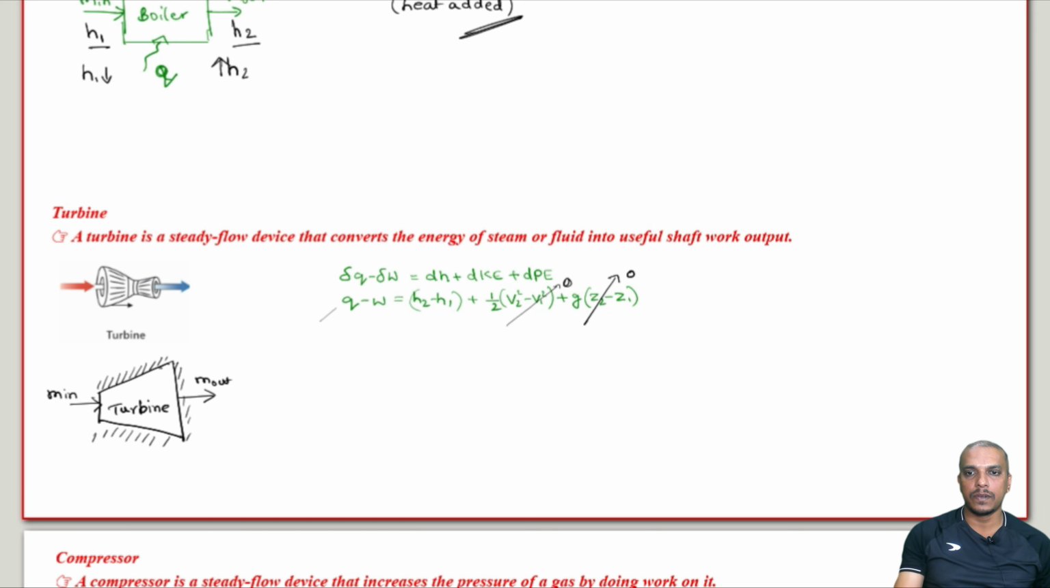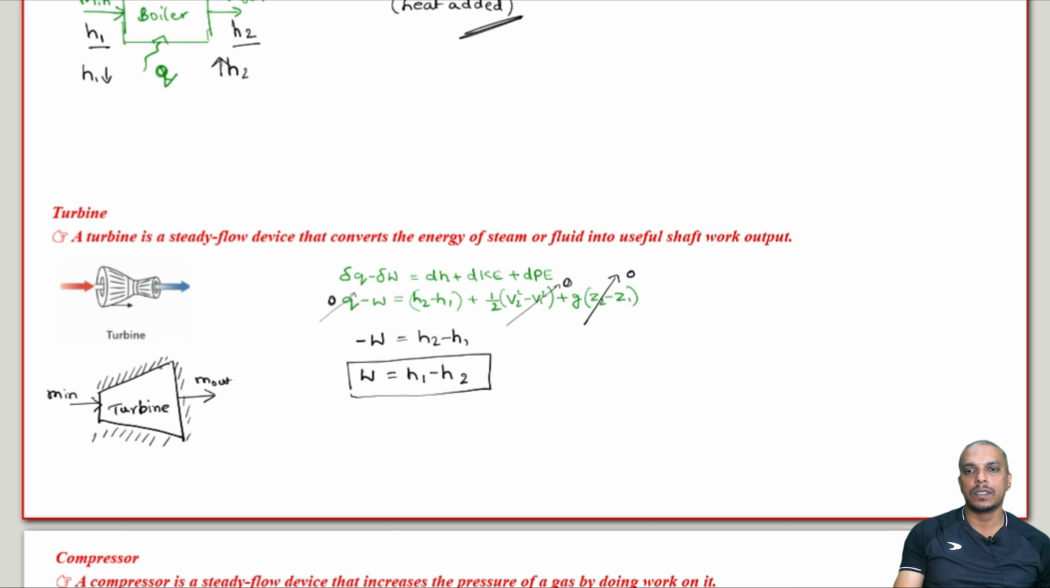And this is not a device where heat is allowed to be transferred out of the system. So, Q, or heat transfer, is also 0. Then what we will have is minus W is equal to H2 minus H1, or if we send that negative sign to the other side, W is equal to H1 minus H2.